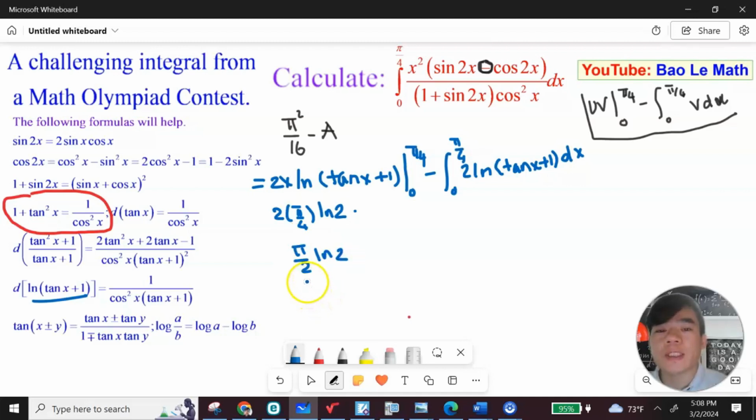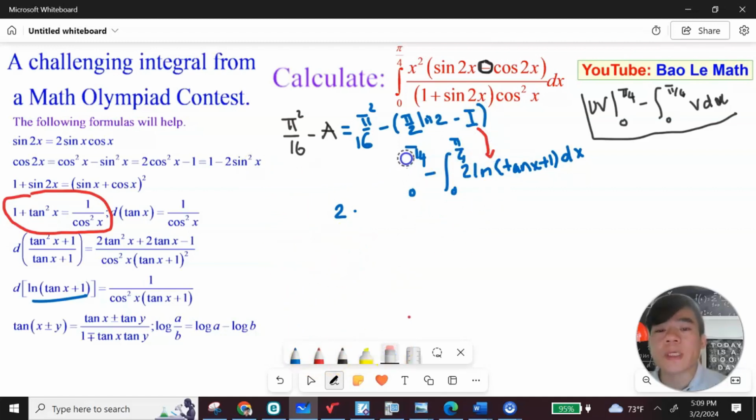Okay, all right, so I just write this guy equals pi square over 16 minus parentheses pi over 2 natural log of 2, minus I. Okay, I equals what? I equals this guy right here. All right, so I write this. I don't need this anymore. Now I need to calculate this one.